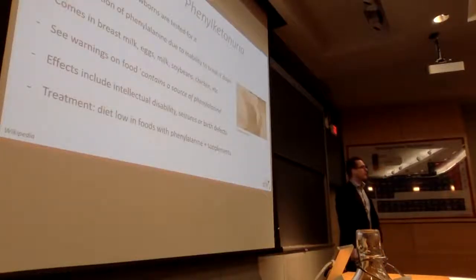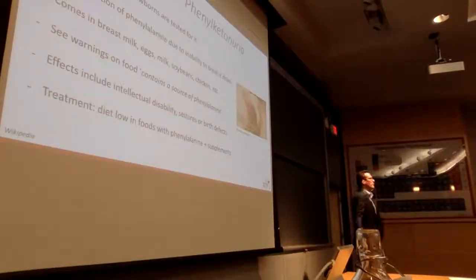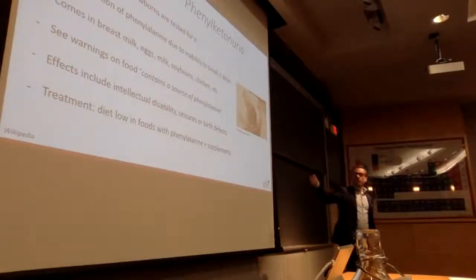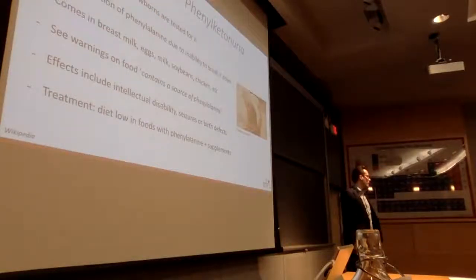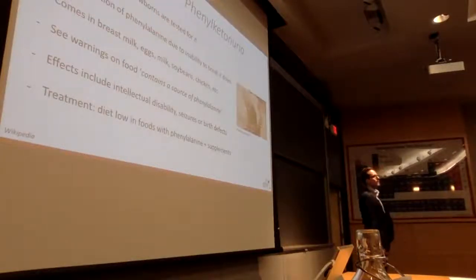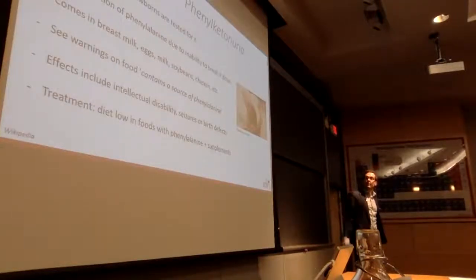An example to illustrate that is phenylketonuria. Have you ever heard of that? It's a genetic disease that is detected mostly in newborns because that's where it's relevant. It's the inability to break down phenylalanine, which is an essential amino acid and comes in many foods that we eat on a daily basis, so you can find it in breast milk, soybeans, chicken, eggs and milk.